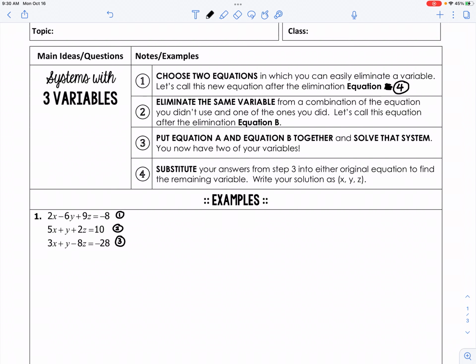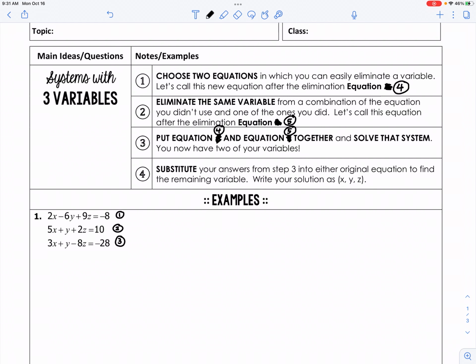Step number 2, we need to pick two different equations and eliminate the same variable. So we're going to eliminate that same variable from a combination of the equation that you didn't use. So we used 1 and 2 first time around. Then I would have to use 1 and 3 or 2 and 3 the second time around. We're going to call this equation 5. So we're going to put equation 4 and equation 5 together, and then we're going to solve that system of equations using either substitution or elimination. Usually it's going to be elimination, but you do have those two options.